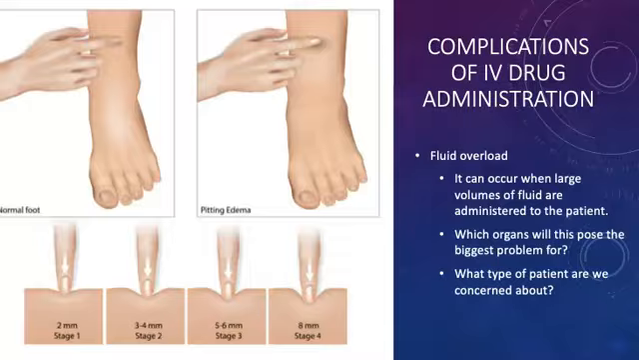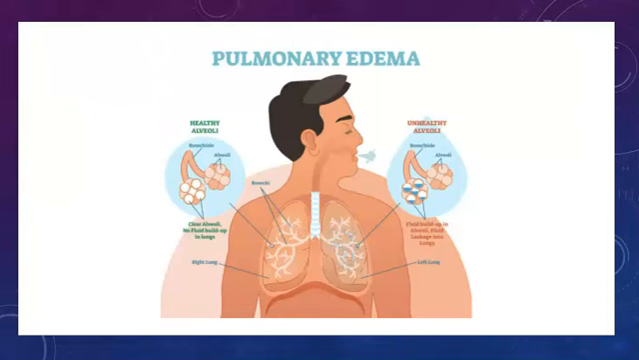If the heart or the vascular system has way too much volume, then we have to be careful not to administer too much IV medication, especially for those patients who are already in heart failure. This is a description here of the normal foot and some pitting edema, and you can see the different stages of edema there. We potentially could also cause pulmonary edema for the patient. If there's too much volume in the vascular system, we could be overloading into the lungs as well.